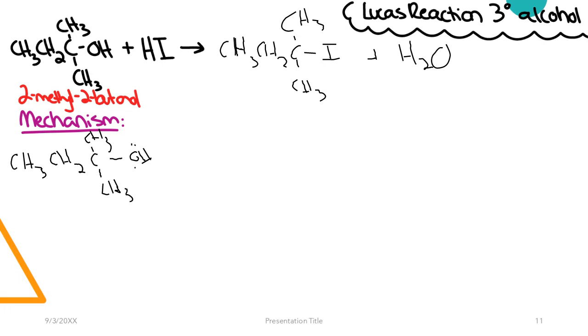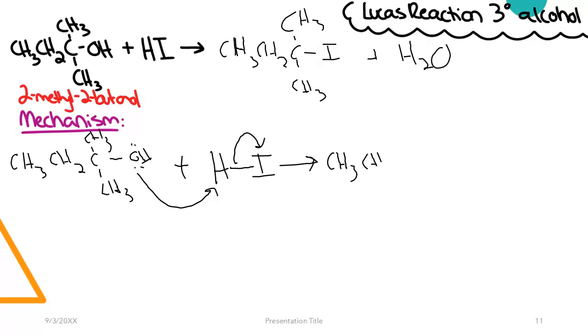My two lone pairs of electrons on oxygen combine with HI. It's going to attack that hydrogen, and then this HI bond is going to break, and those are going to go to my iodine. Okay, so I added that hydrogen to that oxygen, which means it now has a positive charge. So now I can take it off. That CO bond is going to break, and the bonding electrons are going to go to that positively charged oxygen. And I also have my anion.